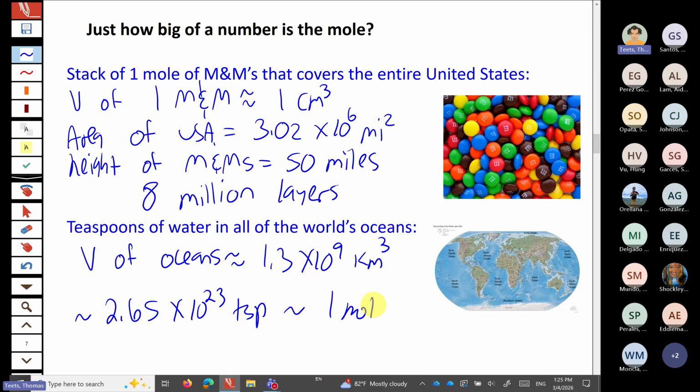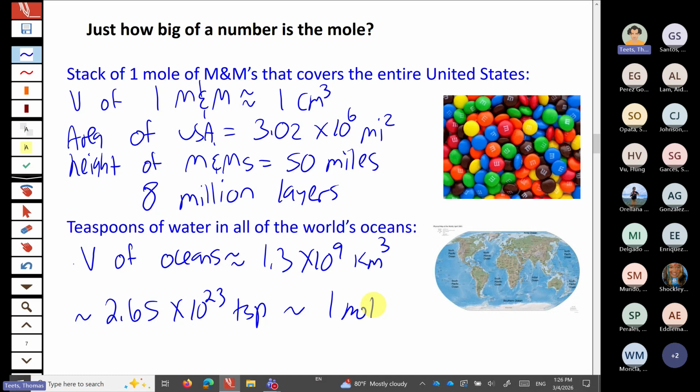So if you were to take out spoonfuls of water from the ocean until it was empty from all over the world, you'd have to do that Avogadro's number of times before you got all the water out. So again, just telling you how absolutely gigantic that number is. So we don't use it to measure everyday objects like M&Ms in water. We use it to measure things at the atomic or molecular scale. So that's what the mole is.